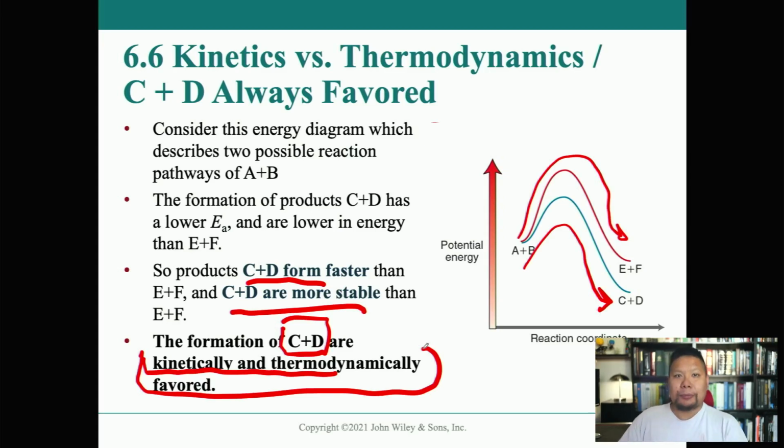So when you're looking at a reaction, you have to be able to see the reaction in one of these charts, take into consideration the kinetic factors and the thermodynamic factors, and decide whether a certain product versus another product is the kinetic product or the thermodynamic product, or whether one of them is both. In this case, C plus D is the thermodynamic and the kinetic product, because kinetically it has a lower activation energy, and thermodynamically the final product has a lower potential energy.